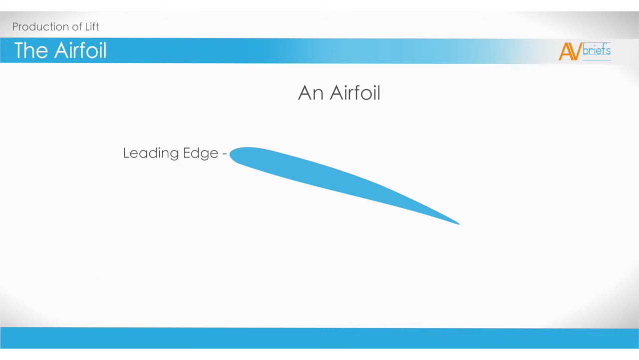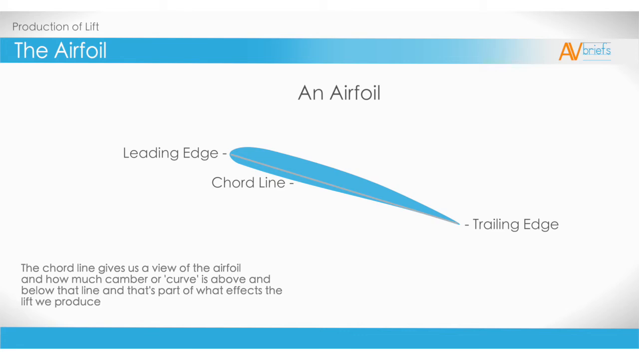The thicker end is called the leading edge. It's the front side that travels into the wind first. The trailing edge is on the other side and will be the last part of the wing to have contact with the airflow. When we join the middle of the leading edge to the middle of the trailing edge, we get a very important line.